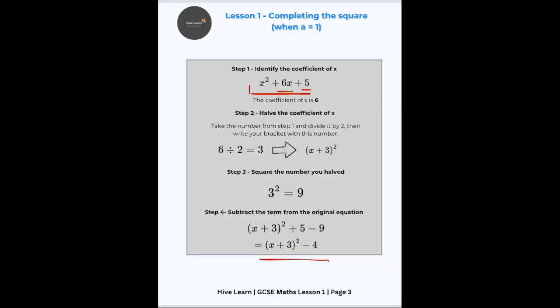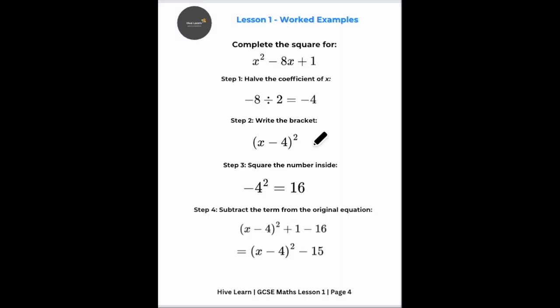Let's try a slightly different example. So we want to complete the square for x squared minus 8x plus 1. So we want to identify what the coefficient of x is, which is negative 8. We then go and halve the coefficient of x, so negative 8 divided by 2 gives us negative 4. We put that number into our brackets, remembering the sign. Okay, so if it's positive, we want to have plus. If it's negative, we want to have that negative. So we have x minus 4 squared.